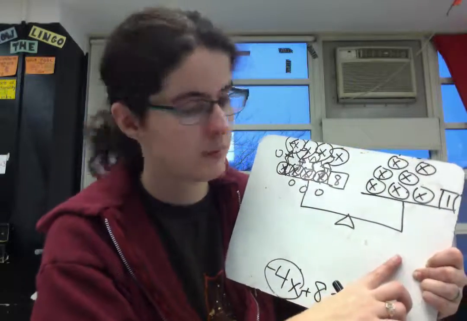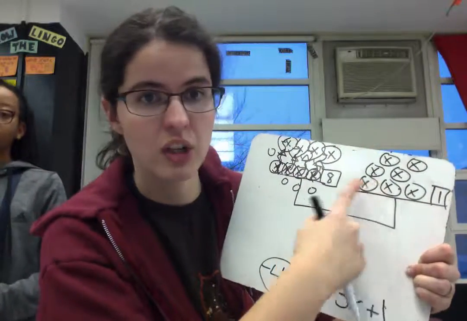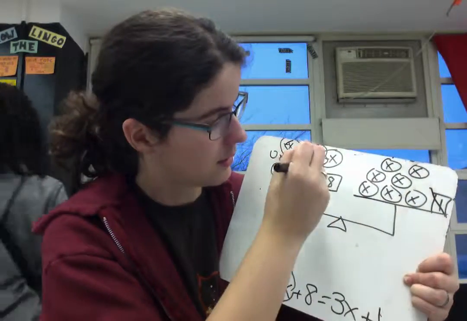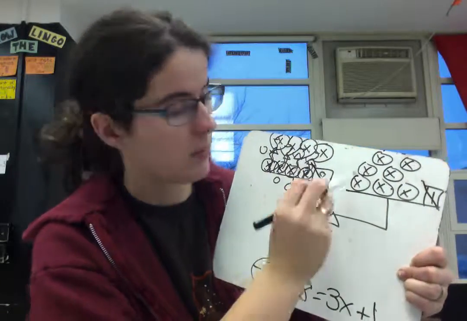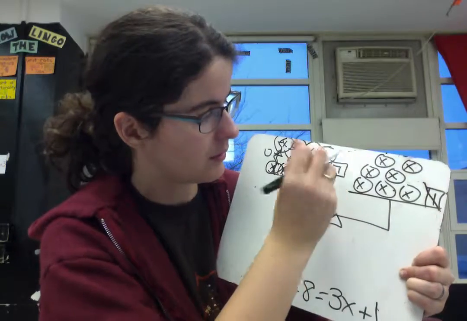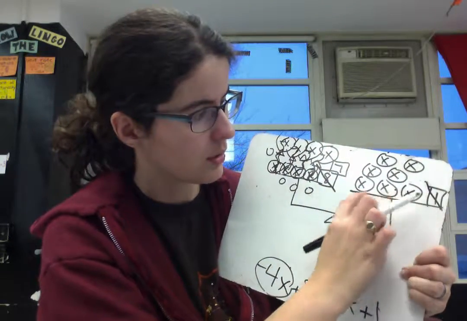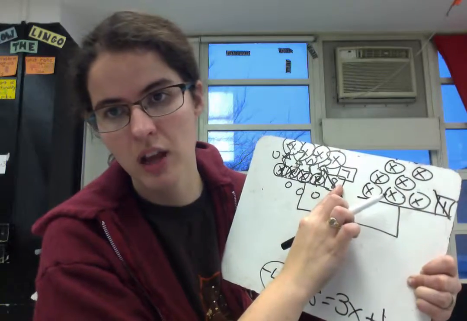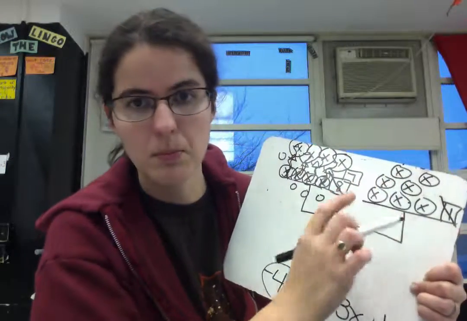Not quite done, because we have our loose change on both sides. I can take 1 off of this side, take 1 off of this side to keep it balanced. Now we would have 7 bags, 7 loose change. Each x must be 1.